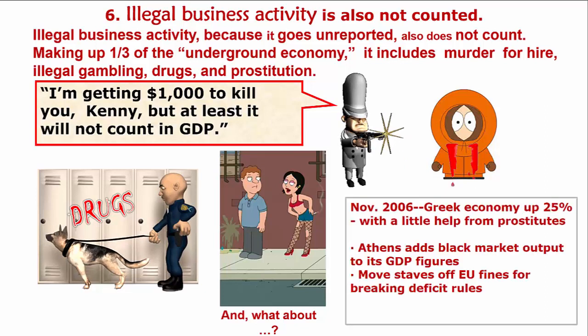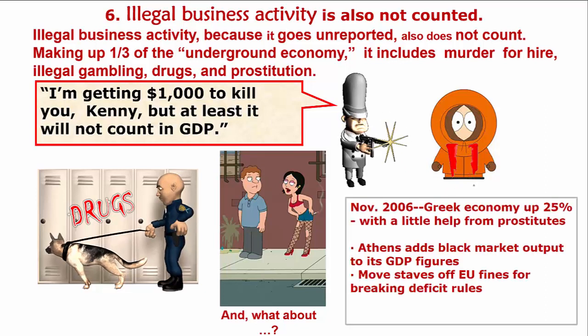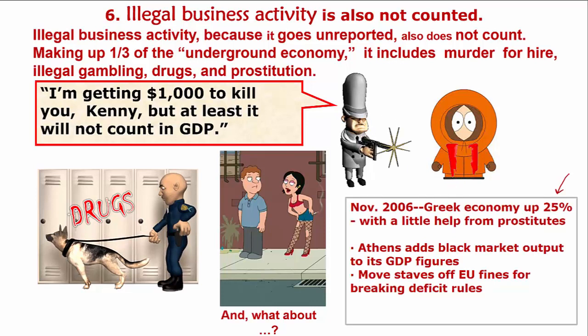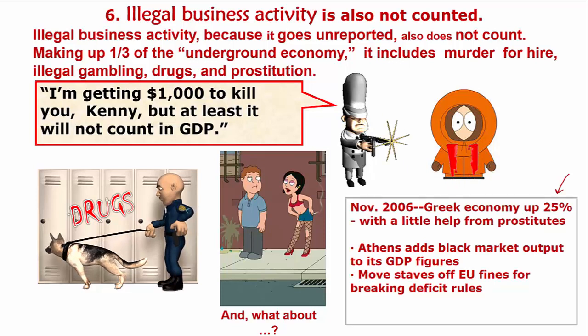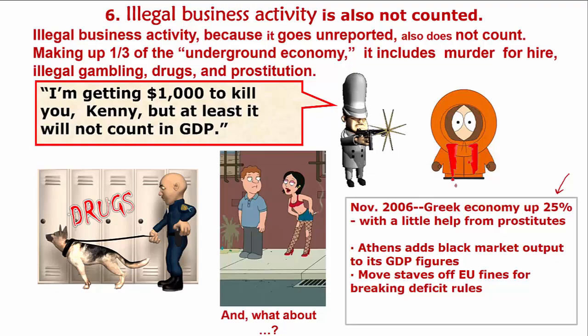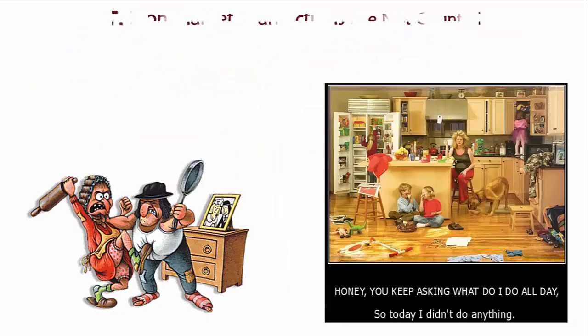It's kind of interesting though. In Greece, in 2006, they began counting this for their GDP. And their GDP went up by 25% in 1 year. So it's crazy stuff. Alright, next we have non-market transactions.